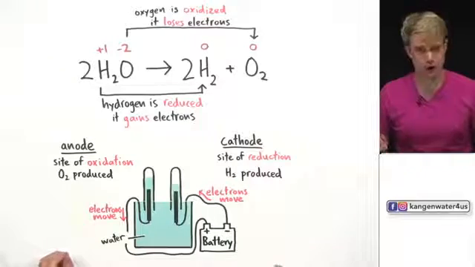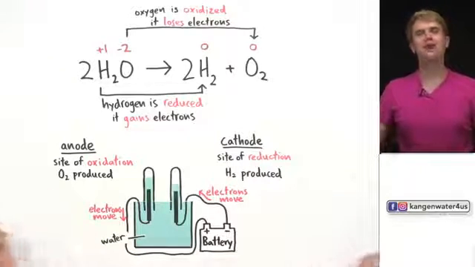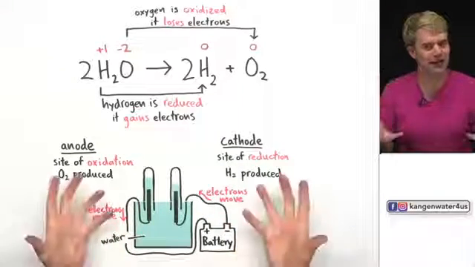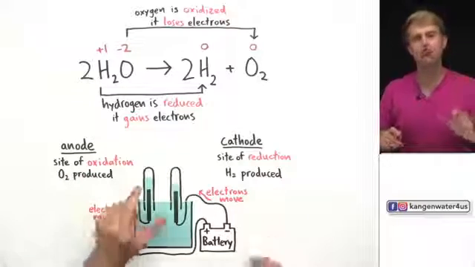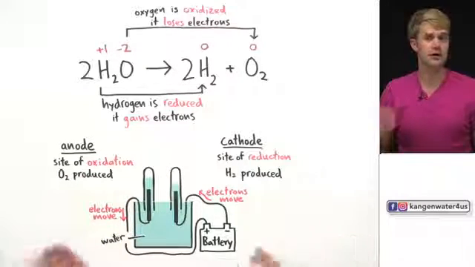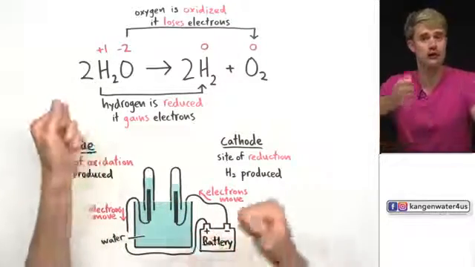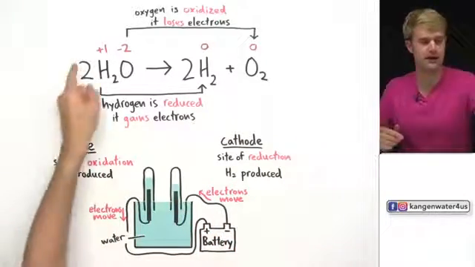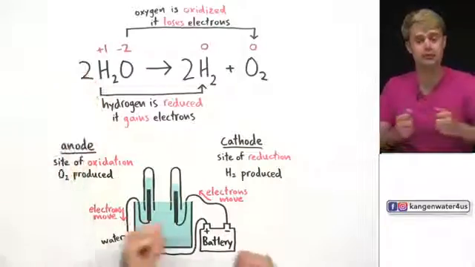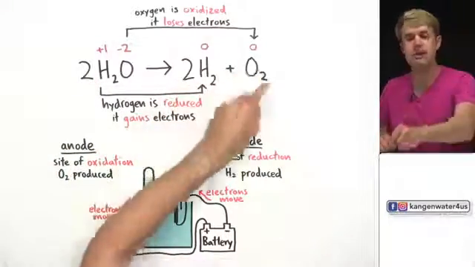So that's how electrolysis works. That's how you put electrical energy into a chemical reaction to make something happen that wouldn't happen otherwise. Something like taking sodium chloride and breaking it apart into sodium metal and chlorine gas, or something like taking water and splitting it apart into hydrogen gas and oxygen gas.